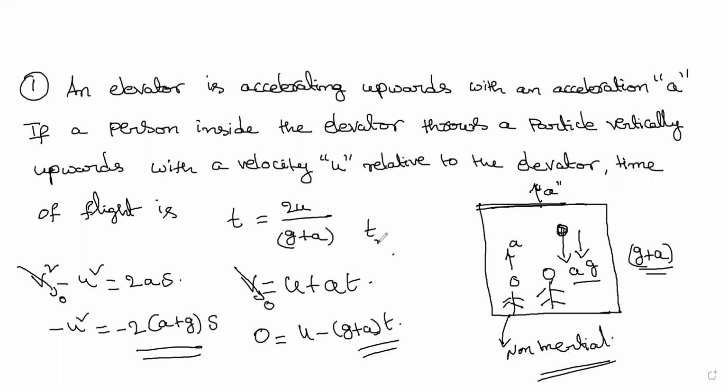Time of ascent is u by g plus a. Time of ascent is same as time of descent, so time of flight comes to 2u by g plus a. So hope you got the idea. That is, neglecting the resistance, this is what you get. Time of flight 2u by g plus a. This is the acceleration. Okay? Clear? When the lift is moving up.